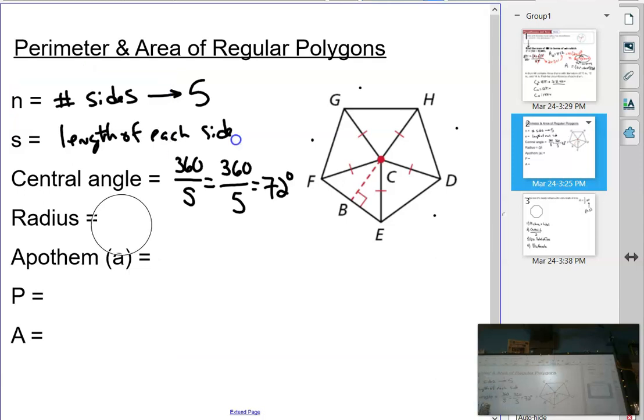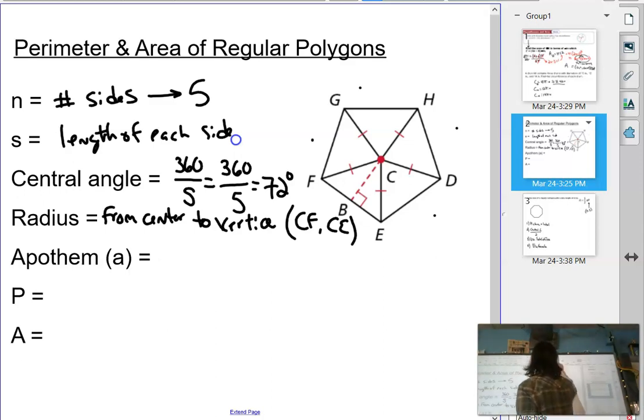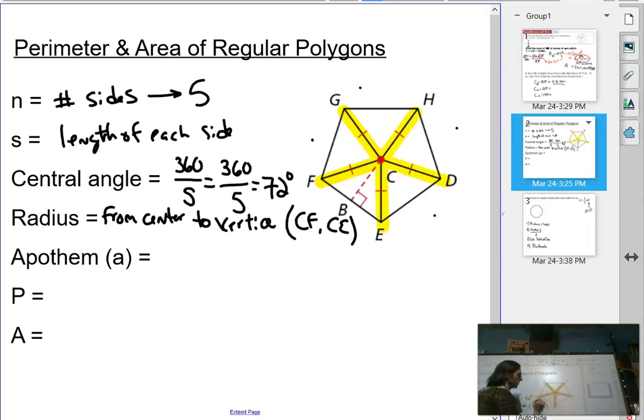Let me put it this way: from center to corner, vertice. Okay, so that would be like CF or CE. Those lengths right here, those yellow lines, are radiuses.